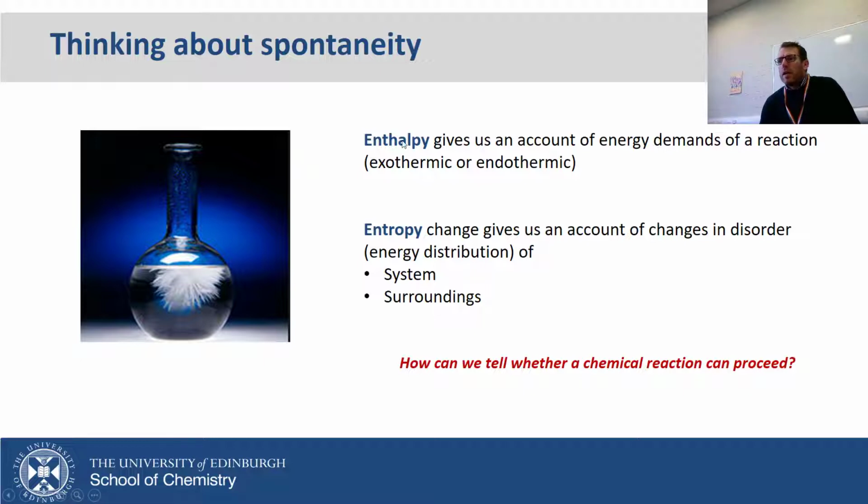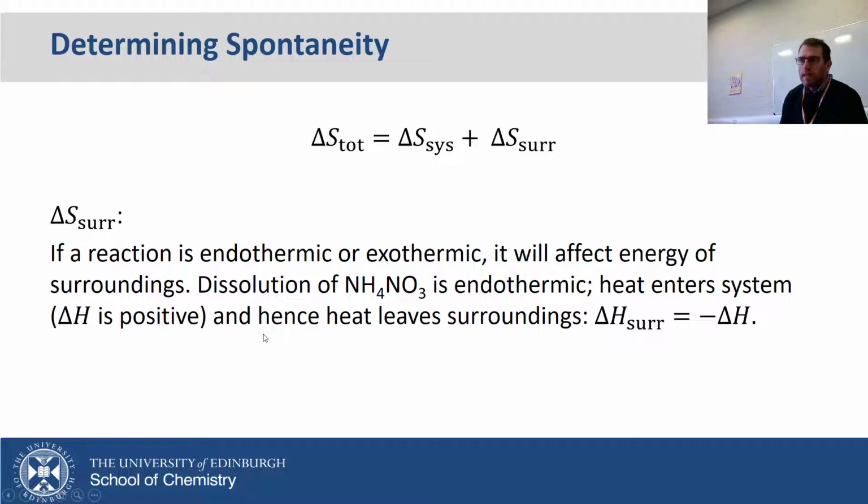So where are we? Well, we are in a situation where the enthalpy gives us a sense of the energy demands of a reaction, whether it's exothermic or endothermic, and entropy gives us a sense of the extent of energy distribution or changes in disorder of a chemical reaction. And we set out on this course wanting to answer the question, how can we tell whether a chemical reaction can proceed? And we clearly need to bring together both of these concepts. So this was work done by Gibbs, and this is essentially trying to pull together these two parallel considerations about whether a reaction can proceed.